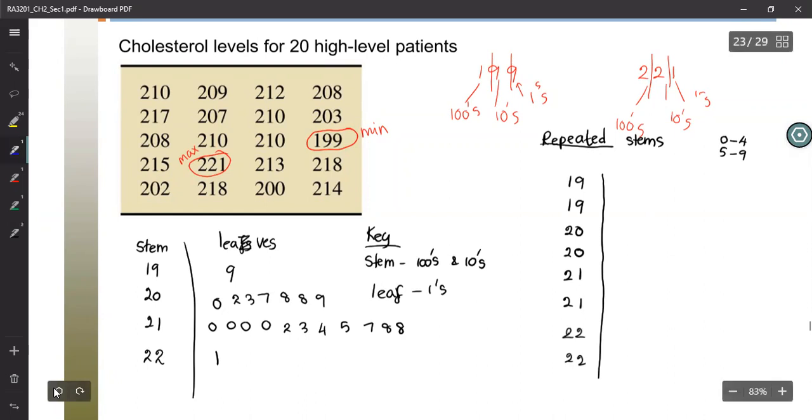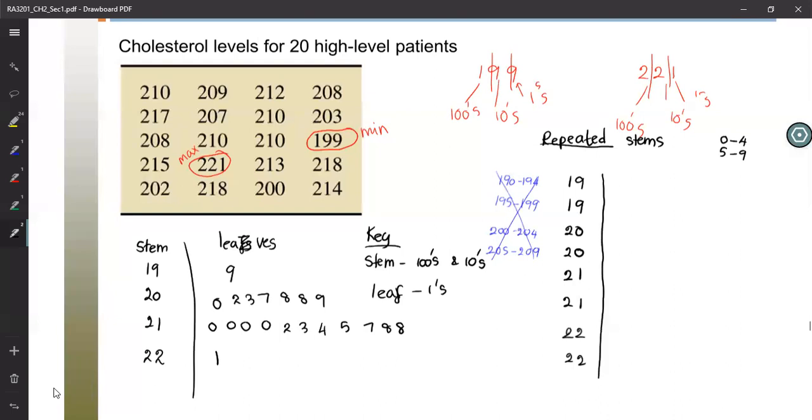Okay, so I'll write it here. You don't have to write it, but just to show you, this is 190 up to 194. The next repeated one is from 195 up to 199. Next is from 200 up to 204. Repeating 205 up to 209. Okay, so this is how you do the repeat. You don't have to write it. This is just to show you. Okay, now let's fill it.